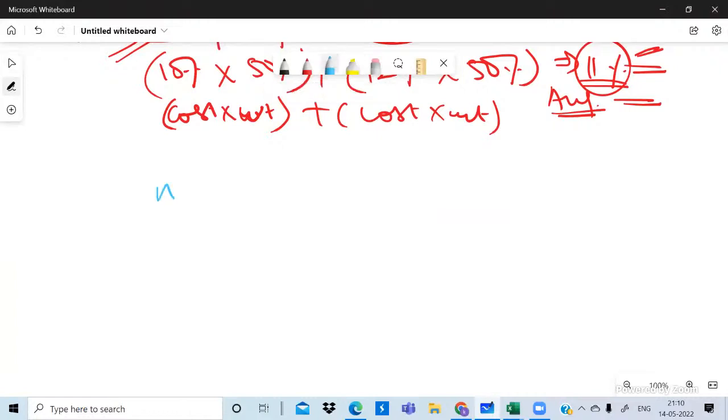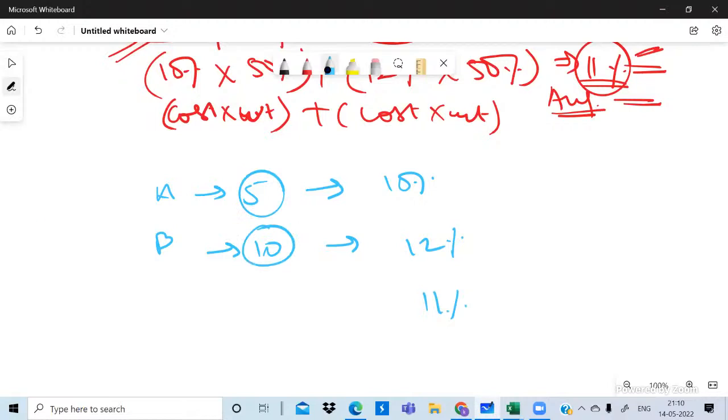So let's say I've got two people, A and B. One is giving me 5 lakhs. One is giving me 10 lakhs. This has an expectation of 10%. This has an expectation of 12%. I can't say that my cost of capital is 11% because the weights are different in that case. So that is why they say weighted average cost of capital and not just a simple average cost of capital.